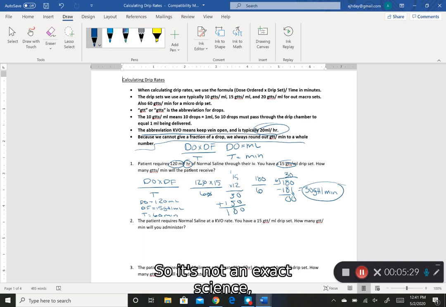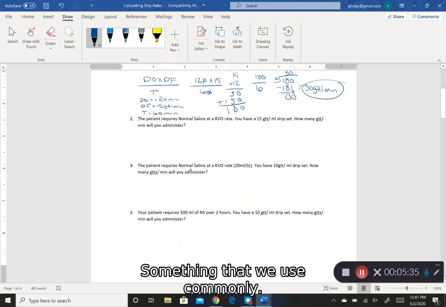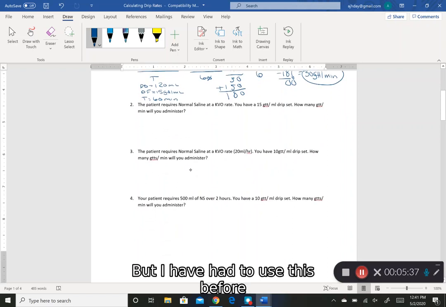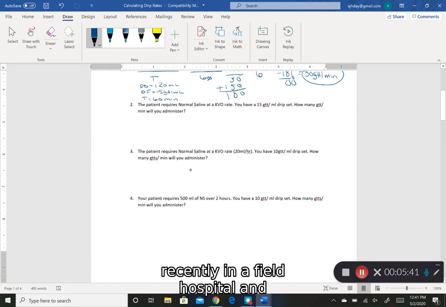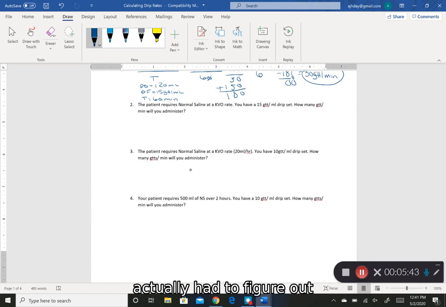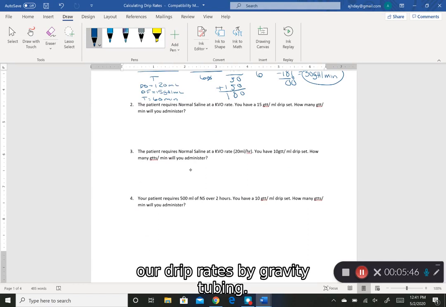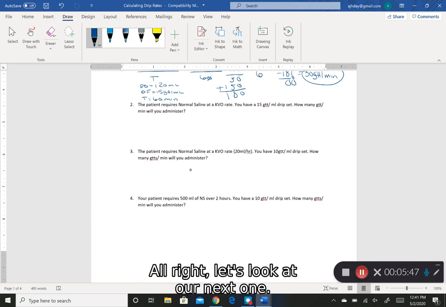So I'm going to count out loud: 1, 2, drop, 1, 2, drop, and that way it's not an exact science, but it's a good way to figure out how much you're giving to your patient. Not something that we use commonly, but I have had to use this recently when I worked in a field hospital, and we didn't have IV pumps, and we had to figure out our drip rates by gravity tubing. All right, let's look at our next one.